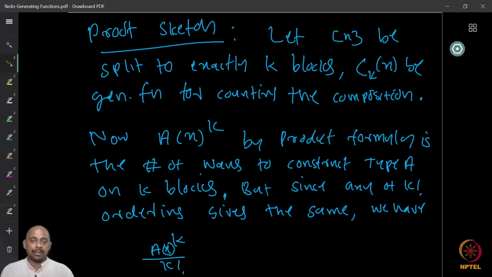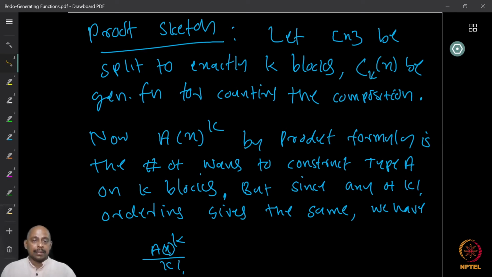So if, for example, we said that if I want to make a partition into 2 parts, then put A structure on the first part and then B structure on the second part, then we said that A of x into B of x will give the generating function for doing this. So now we are partitioning into k parts, right? And then putting A structure on each of the parts. So therefore, A of x into A of x into A of x, k times, will give the generating function for doing this. But there is only a small catch, right?